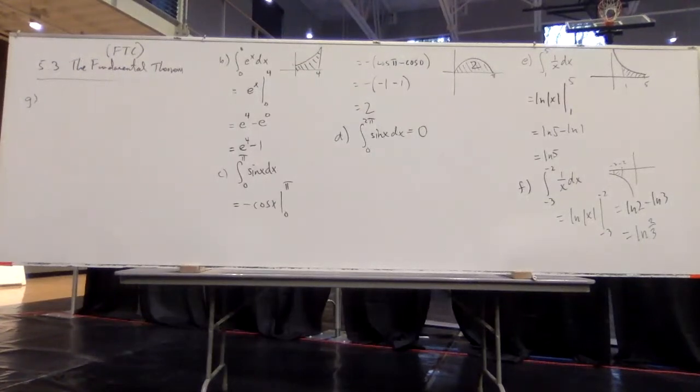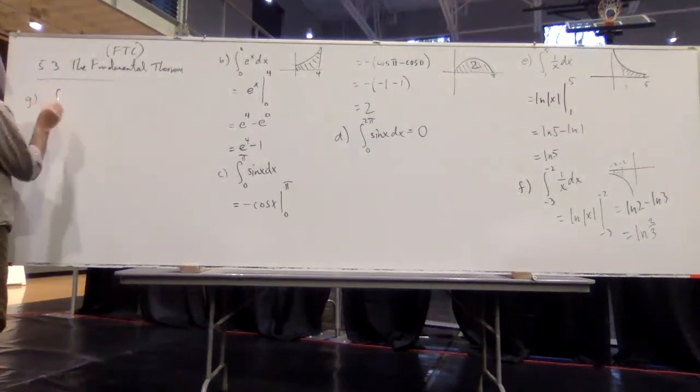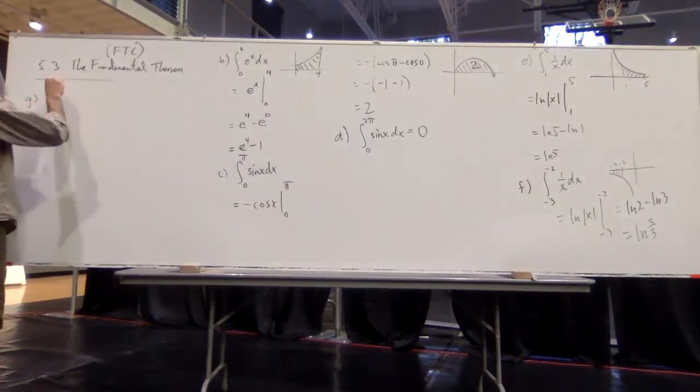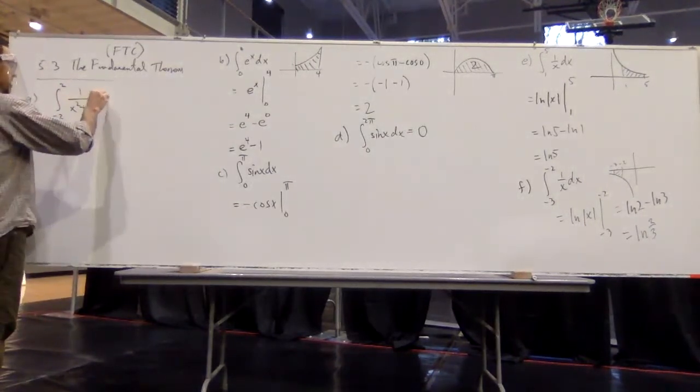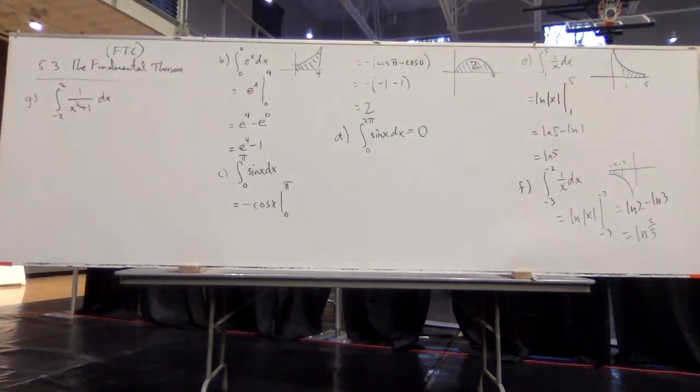G. The integral from -2 to 2 of 1 over x squared plus 1. I think William is suggesting the antiderivative is the arctan, the inverse tangent. We agree? Yeah, absolutely. The inverse tangent of x.